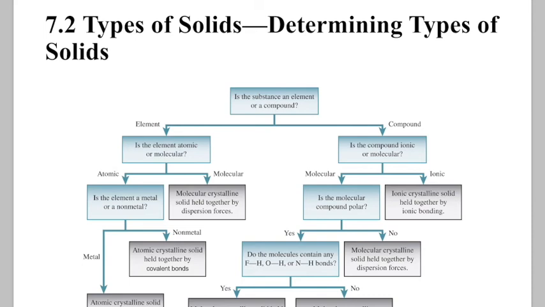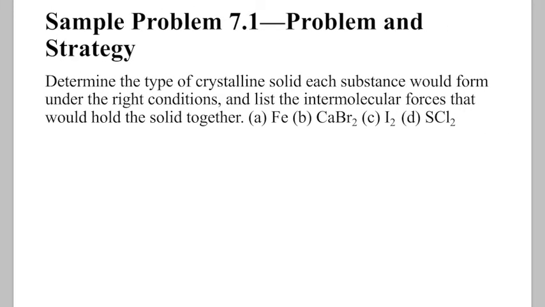Okay, so this is a nifty little flow chart that your book gives you that can help you decide what type of forces are holding together a particular solid. So let's get some practice using this. We're going to use it for iron, calcium bromide, iodine, and sulfur dichloride. So let's just go through each one of these.